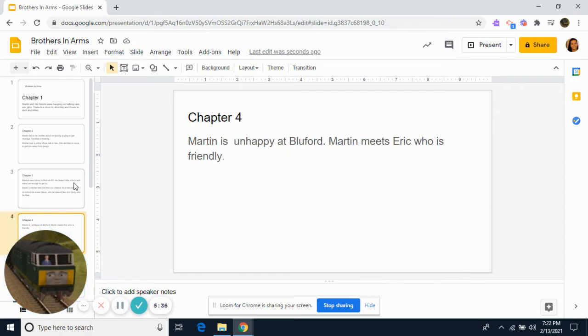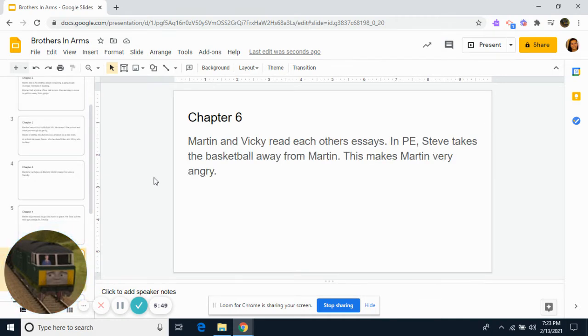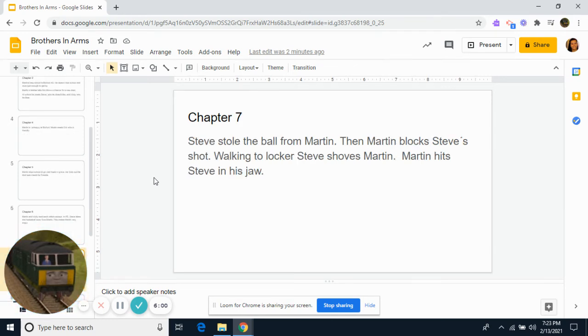Martin is unhappy at Blueford. Martin meets Eric, who is friendly. Martin skips school to go visit Huero's grave. He finds out the shot was meant for Frankie. Chapter 6. Martin and Vicky read Shepard's essays. In PE, Steve takes the basketball away from Martin, which makes Martin very angry.